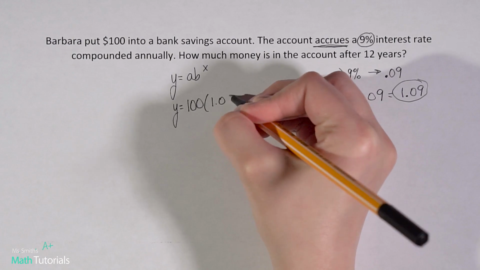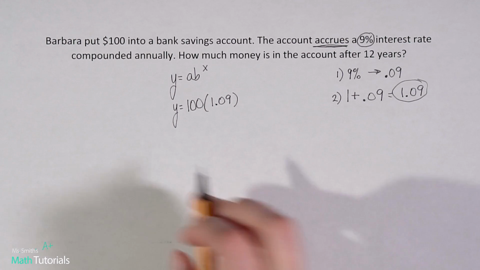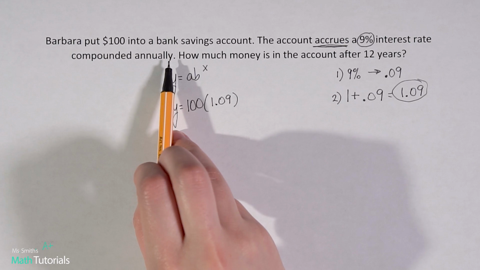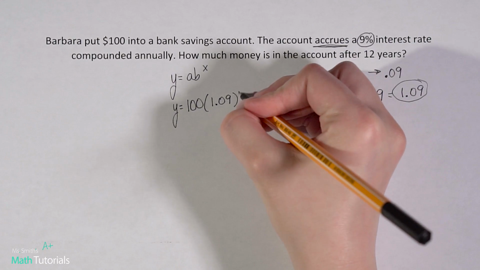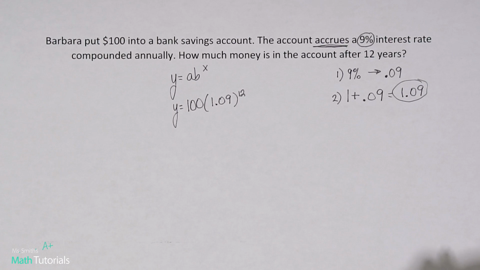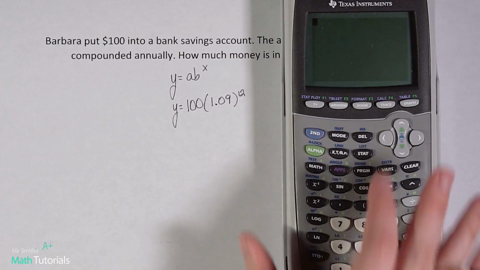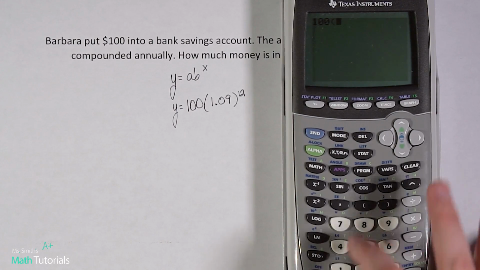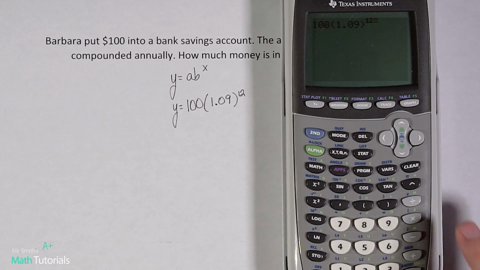So 1.09. All right, now my X, my time, this one I really like. It's super easy. It's compounded annually, so it's once a year, and we want to know how much is in there after 12 years. So 12 would be our X. I like those when it's just nice and simple. We don't have to worry about doubling periods or anything like that. Okay, so now that I've got my formula all filled out, I'm going to put it in the calculator. 100 times 1.09 to the power of 12.